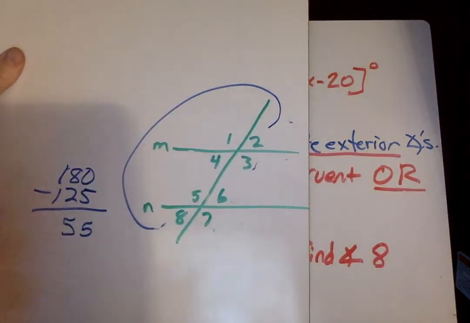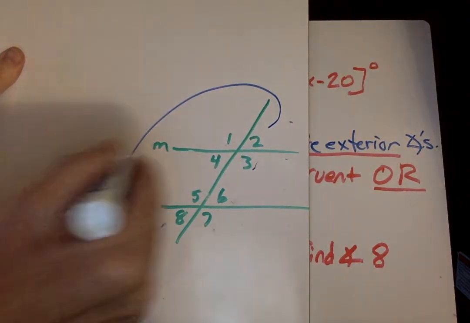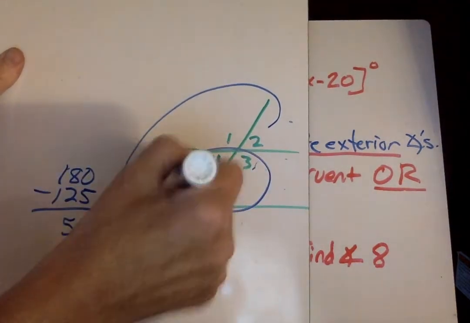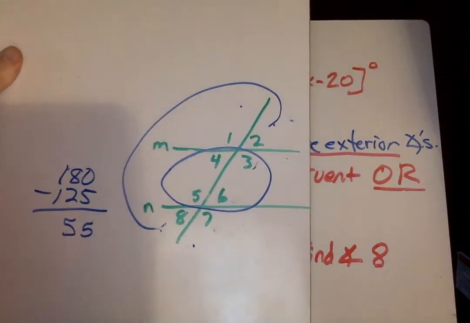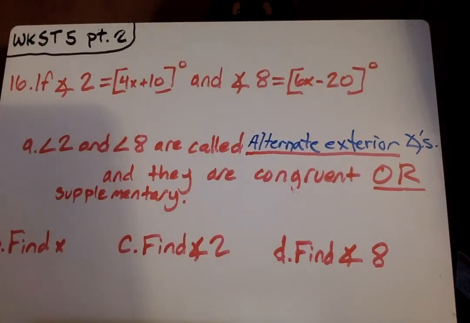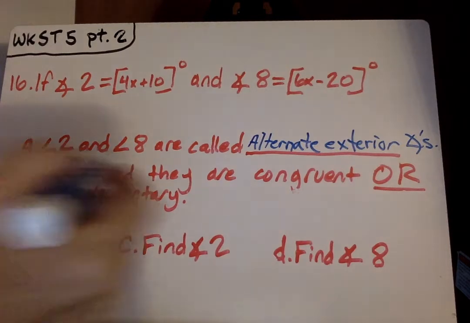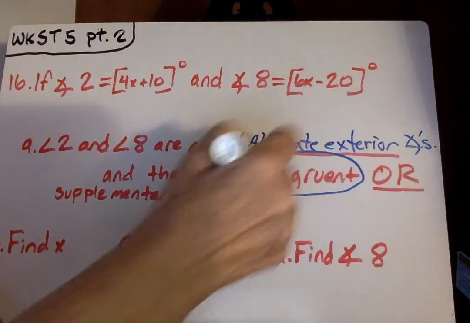So I'm just telling you all the different ways to name this. Again, all of these are going to be considered interior angles. These 4 out here would be exterior angles. Okay. And alternate exterior angles, are they congruent or supplementary? Okay. They are going to be congruent. So go ahead and circle congruent.